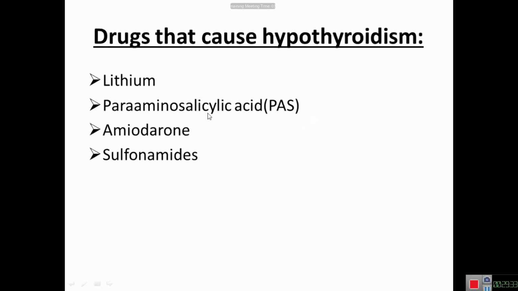Additionally, this is an MCQ-based question. Please remember these four drugs that cause hypothyroidism: lithium, para-aminosalicylic acid, amiodarone, and sulfonamides. They may ask you the question: which of the following drugs cause hypothyroidism? Lithium, para-aminosalicylic acid, amiodarone, sulfonamides. These are the drugs that cause hypothyroidism.